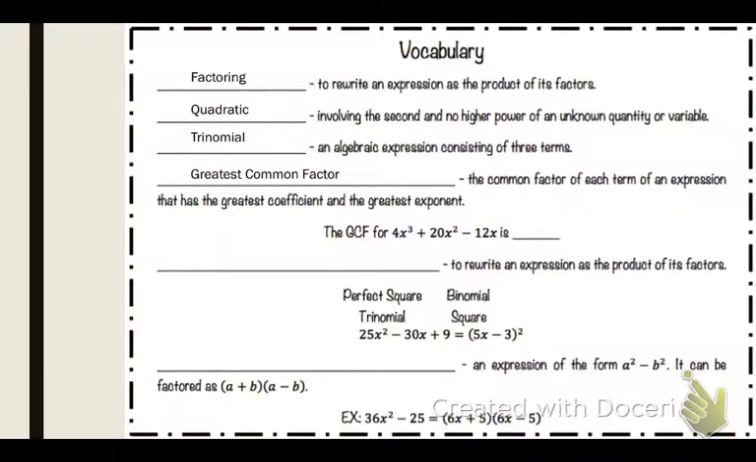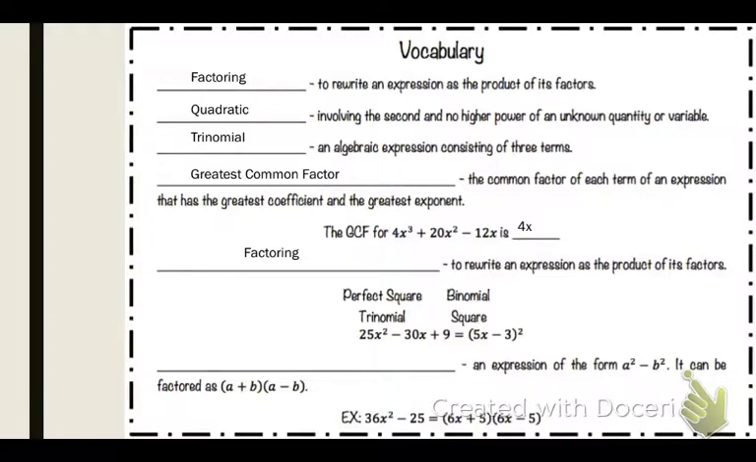Okay. The common factor of each term in an expression that has the greatest coefficient and the greatest exponent is the greatest common factor. Yours is already filled out, but the GCF for 4x cubed plus 20x squared minus 12x is 4x, because 4 goes into 4, 20, and 12, and then x goes into x cubed, x squared, and x.